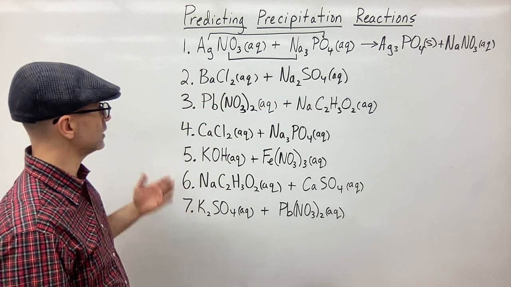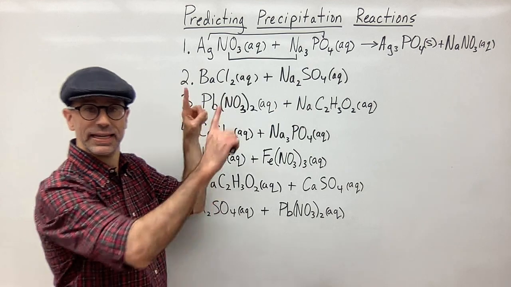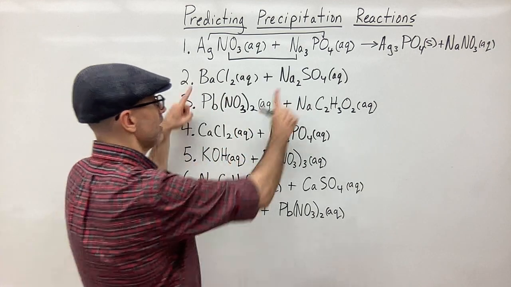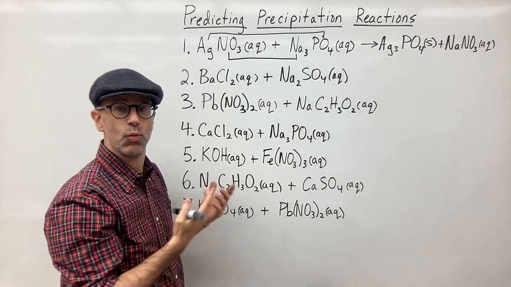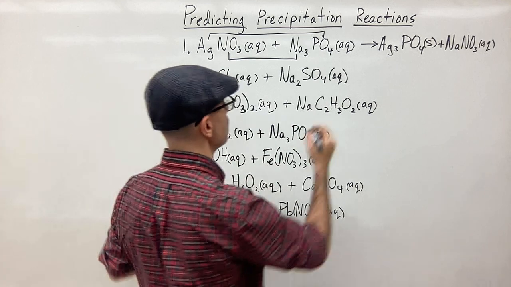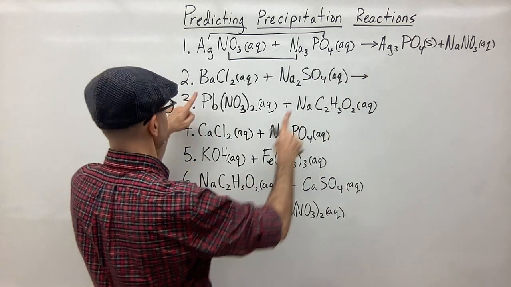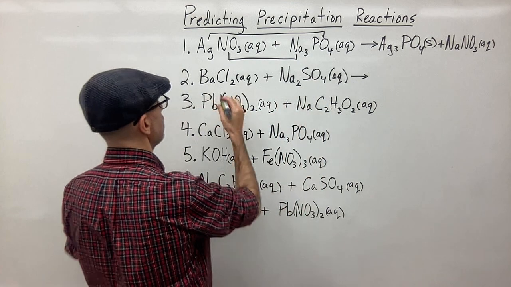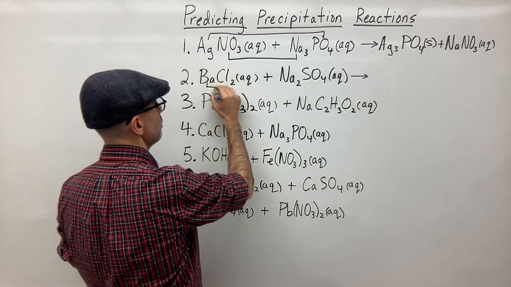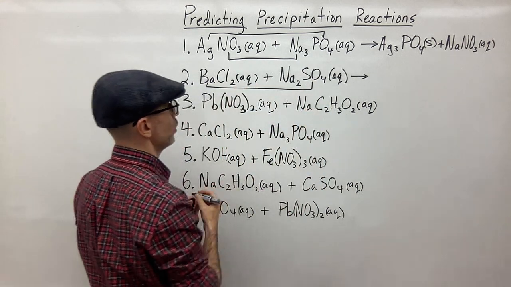So let's see what that's going to do. Again, the inside ions go together and then the outside ions. So we're going to see what possible products we would get. So here, I'm going to take the outside ions, so the barium, right? So the barium and the sulfate will go together.